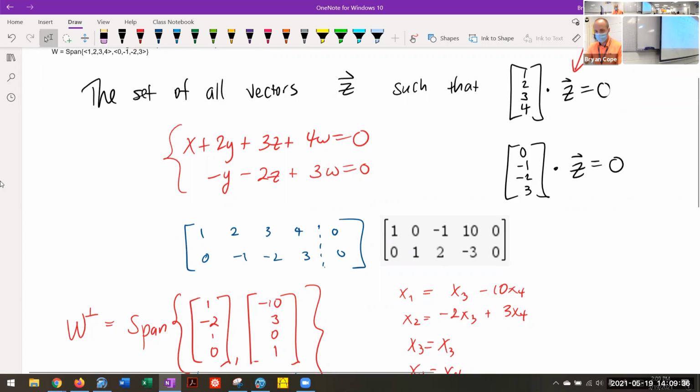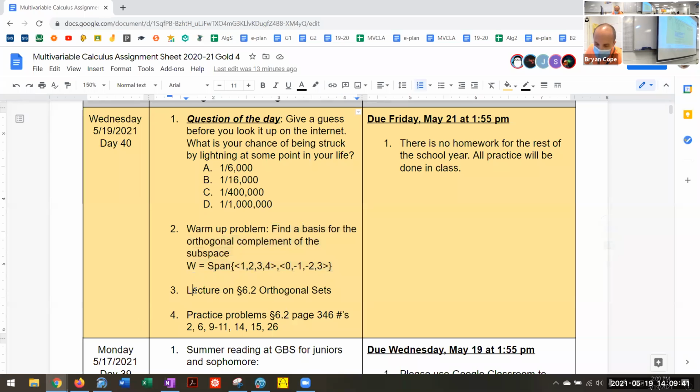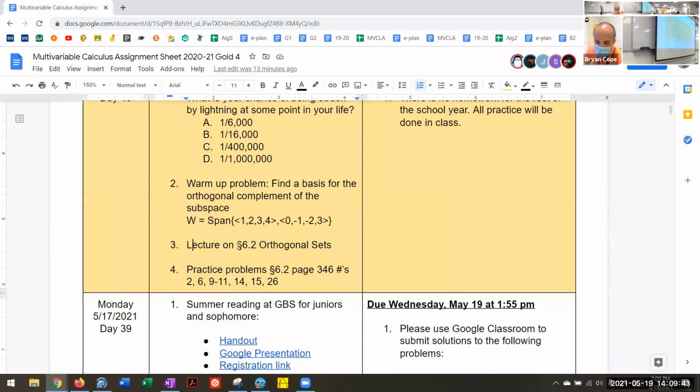Okay, cool. All right, what's next on my agenda? Lecture on, do you guys remember what this symbol means? Section. Section, good job. Section 6.2 orthogonal sets. All right, let's see how far we get.